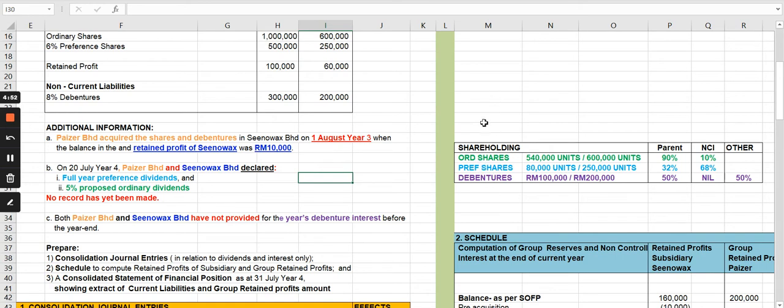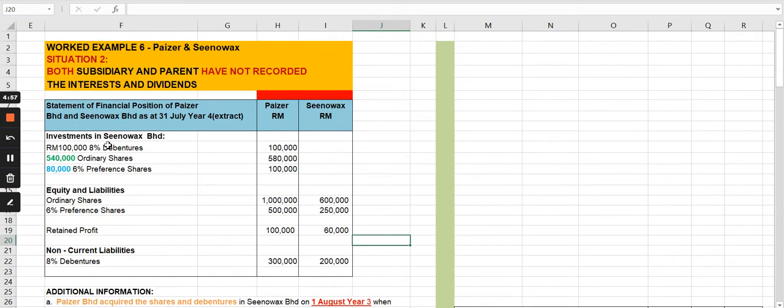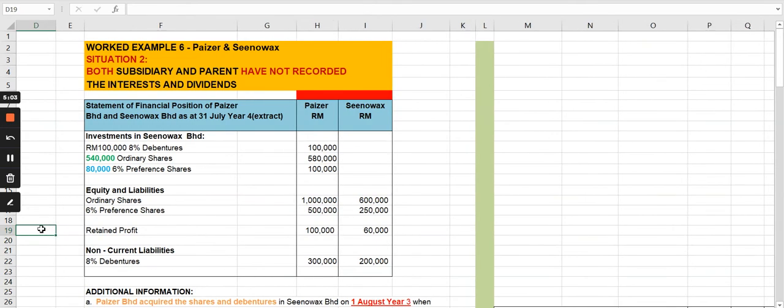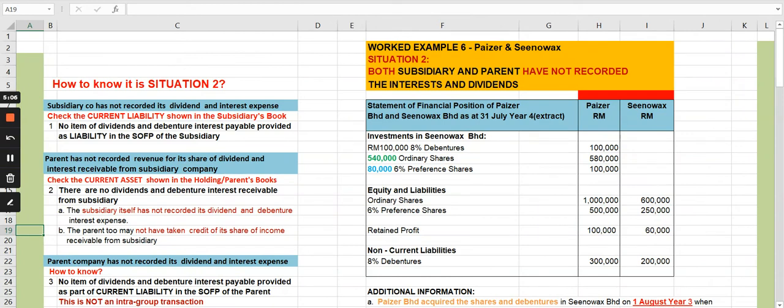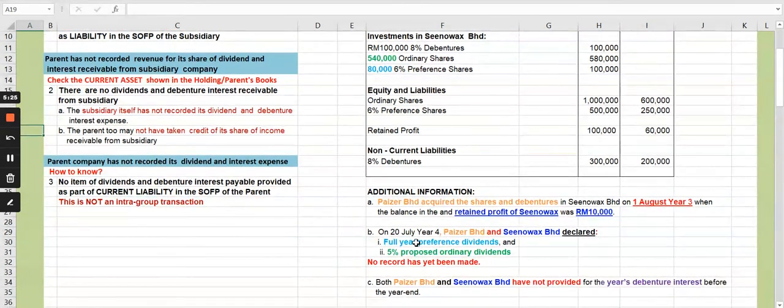So the first thing that you need to do is, if you are not sure which situation it is, check how to determine it is situation 2. Here are some tips. How to know it is situation 2? Normally, the subsidiary company has not yet recorded its dividend and interest. How do we know that? You need to check the current liability. Here, there is no information on current liability because I have already informed you at the bottom here.